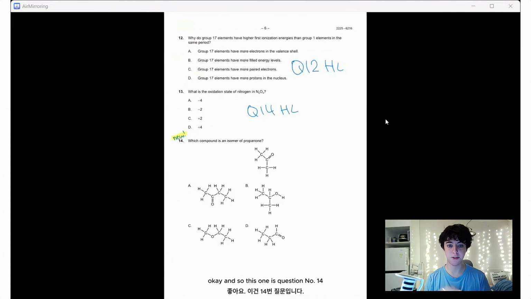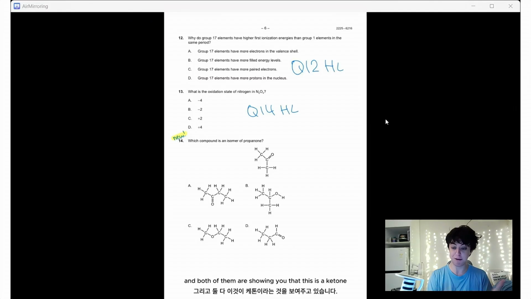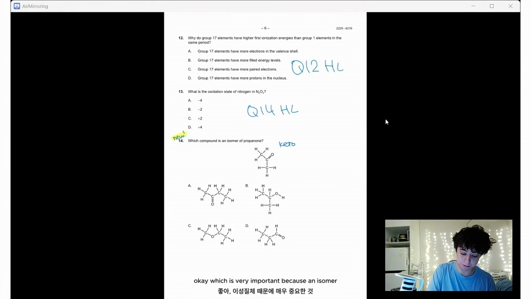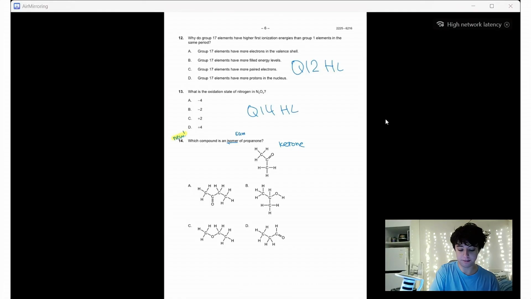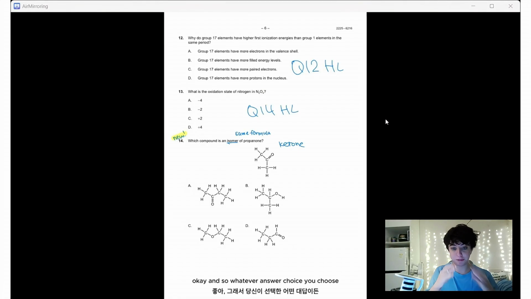Okay, and so this one is question number 14, the next unique question for SL. This one is talking about isomers and which is an isomer of propanone. You have both the structure and the name, and both of them are showing you that this is a ketone, which is very important because an isomer in general is something that has the same formula but different connectivity. Whatever answer choice you choose needs to have the same formula, so you need to figure out the formula.